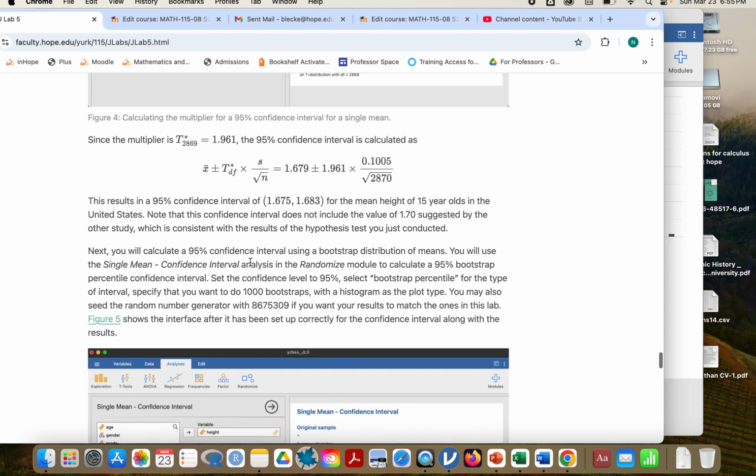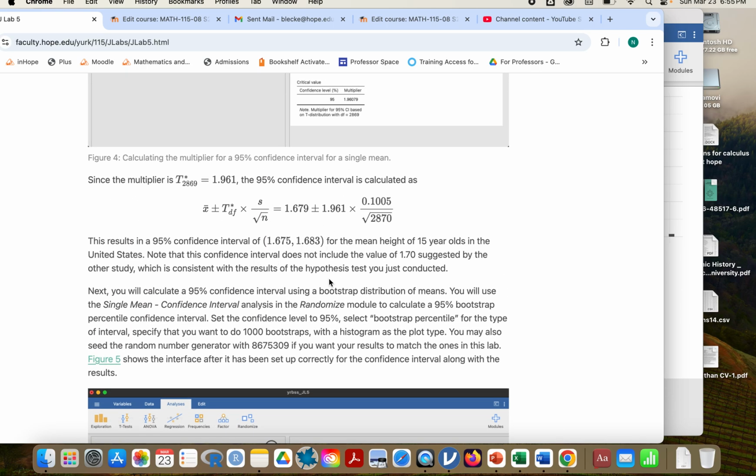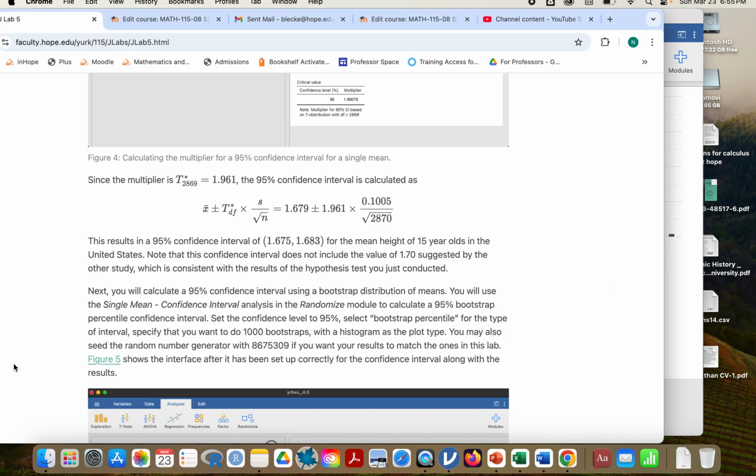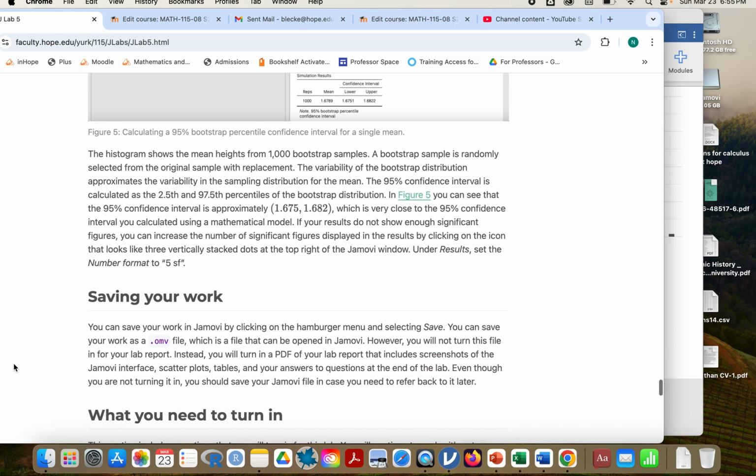If you'll notice, those are very close to what we have in our model-based interval. Okay, let me scroll down, and I think we've covered everything.